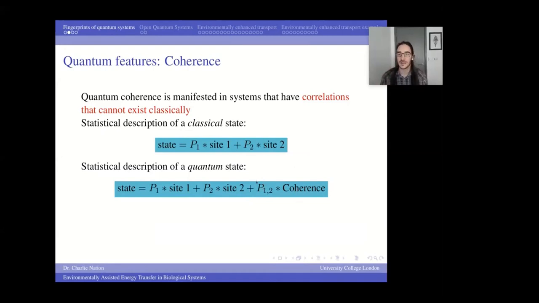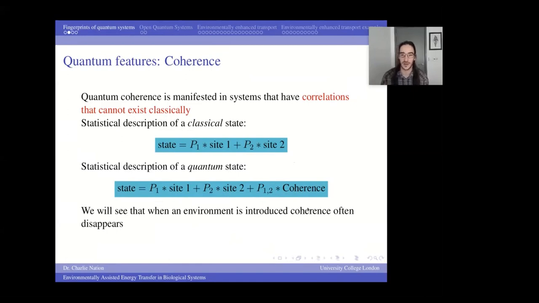But fundamentally, it is an additional term in the probability theory that cannot exist classically, as there are additional correlations between these probabilities. And we'll see that when an environment is introduced, we often observe what's called decoherence, which is where this coherence term rapidly decays to zero and the state becomes more classical in some sense.